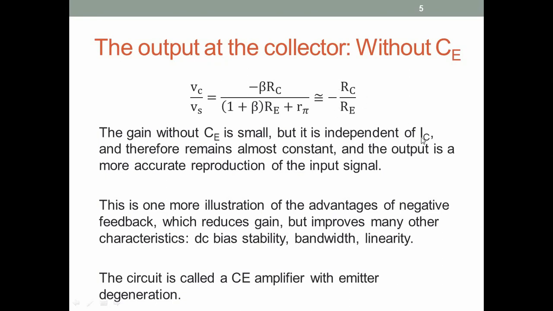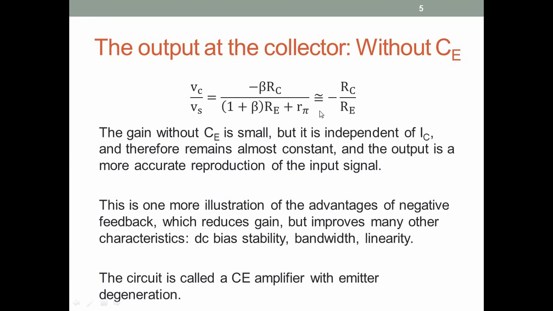So the gain is not large, but what we observe is that this gain is not a function of the collector current. So even when the output voltage swings to whatever value it can swing, the gain remains constant. And because the gain remains constant, the output is a faithful, more accurate reproduction of the input signal. So these amplifiers, where the gain is small, are much more linear compared to amplifiers that have a gain that is a function of IC. So this is actually a trade-off. Either one gets a high gain or one gets linearity.